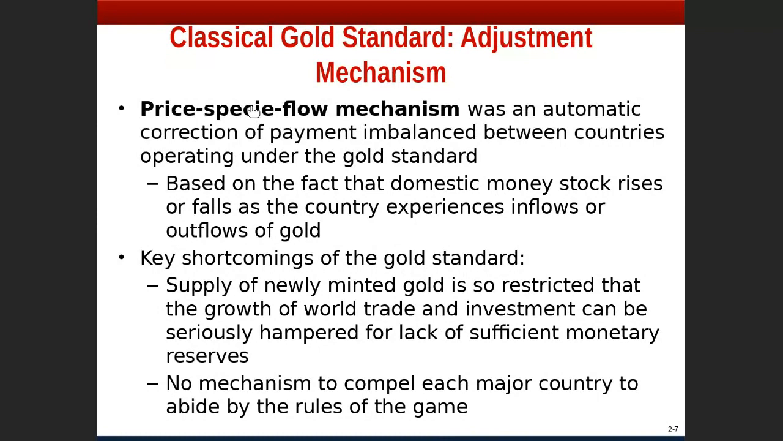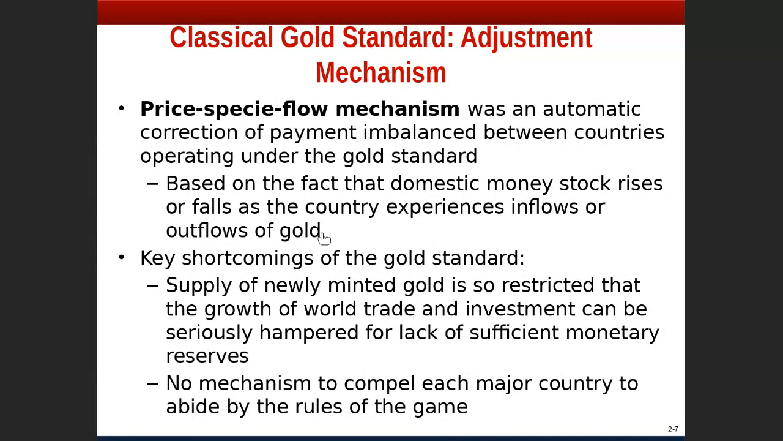Now, under the classical gold standard, there was a mechanism in place known as the price specie flow mechanism. Now, price specie flow mechanism was an automatic correction of payment imbalance between the countries operating under the gold standard, based on the fact that domestic money stock rises or falls as the country experiences inflows or outflows of gold.